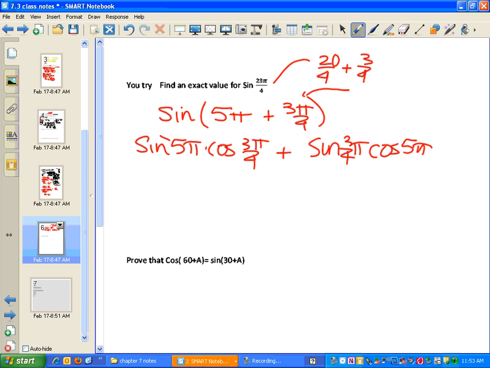Well, this is going to be 0, and this is going to be negative 1 times square root of 2 over 2. And so we're going to get negative root 2 over 2. Okay. This is square root of 2 over 2, and that one's negative 1.